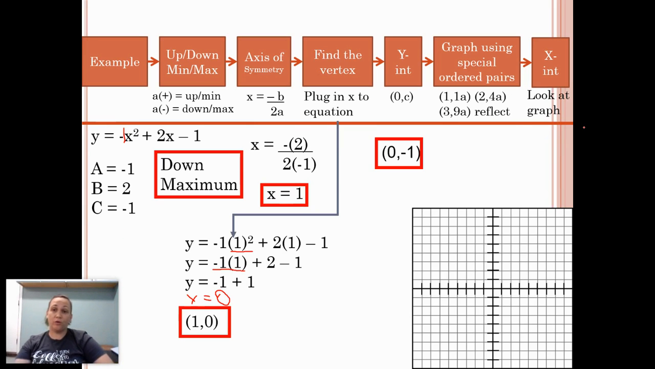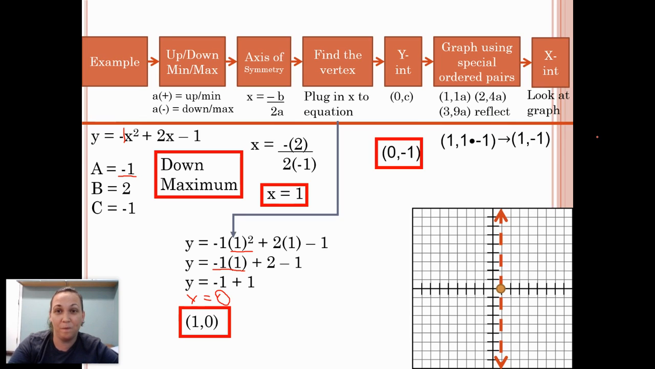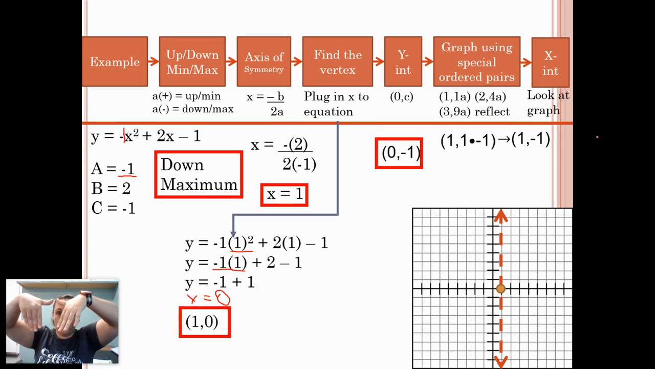I have my special ordered pairs: (1, 1a), (2, 4a), (3, 9a). In this problem, it will be important to multiply your y-coordinate by the letter a, because my a is a negative number. When I multiply the y-coordinate by negative 1, it changes the y value to a negative number. That's really great because it reminds us that my parabola opens down. By remembering to multiply your y-coordinate by the letter a, you will also remember that your parabola is opening down.